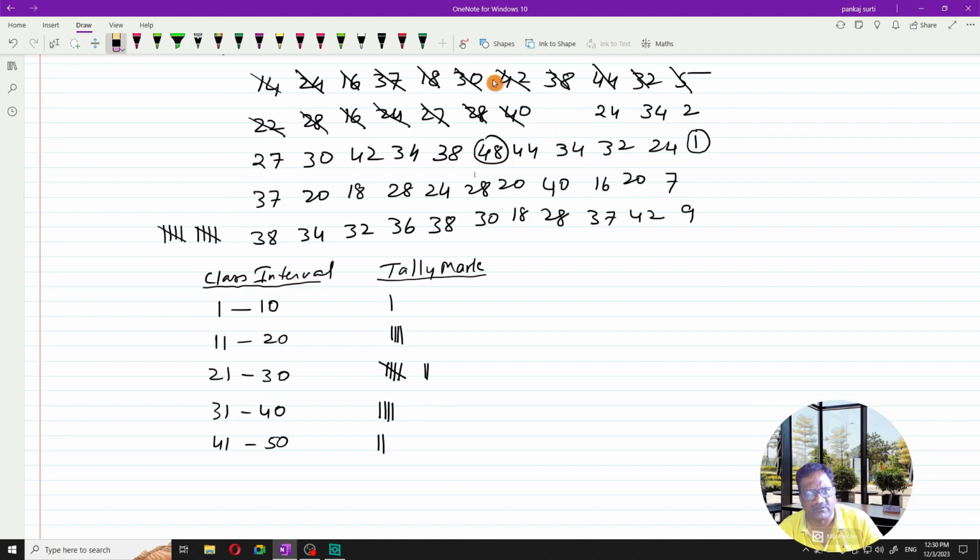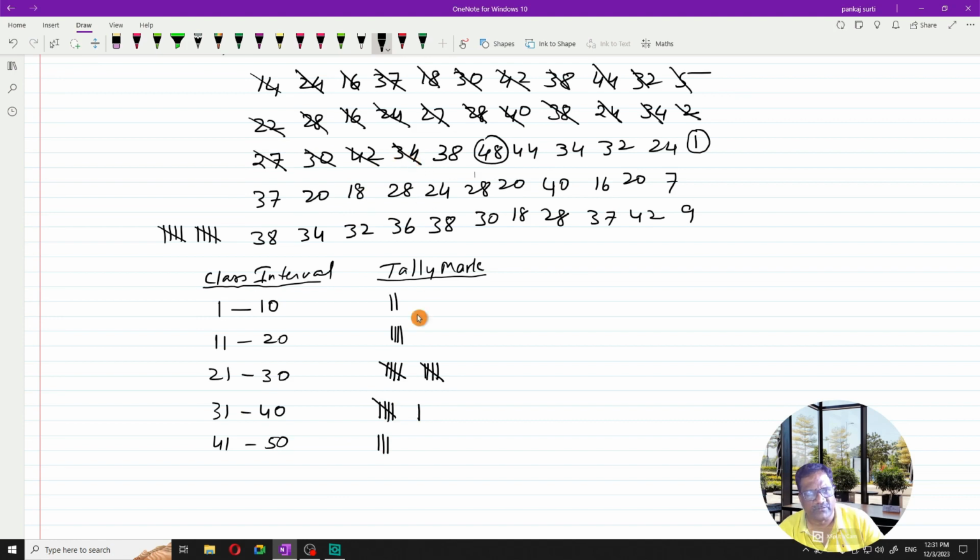Then 38. Oh, that was 38, right? Okay, 38 I'm cutting, and it should come here. So this is already 4 lines, right? So I'll do this. Then 24 should come here, I suppose. Yes, okay. 34 should come here. 2 should come here. And then coming to 27, it should come in this particular group. 4 lines are already there. 30 will again come in this same group, so I'll cut it this way. And 42 should come here, the last one.